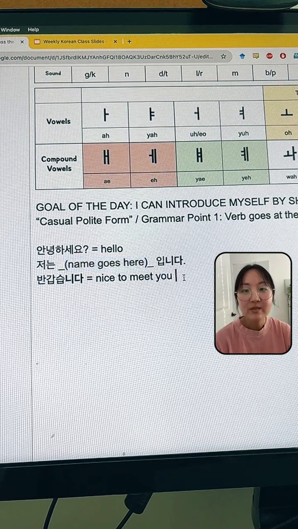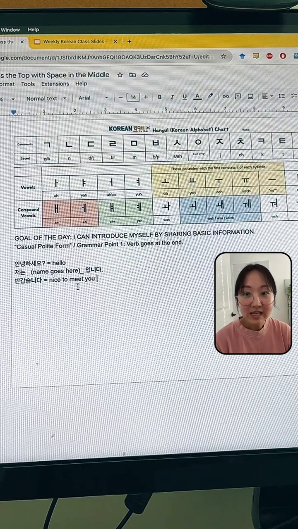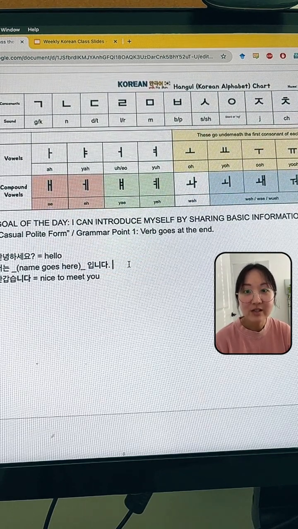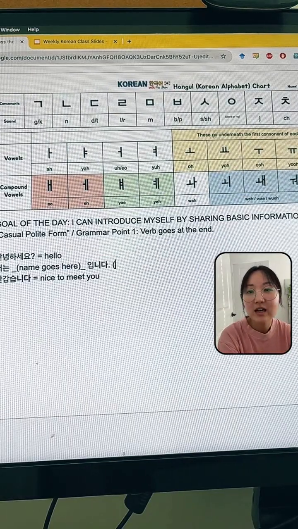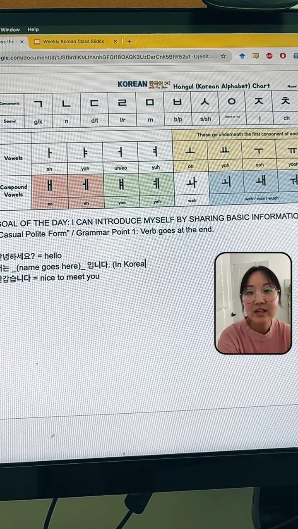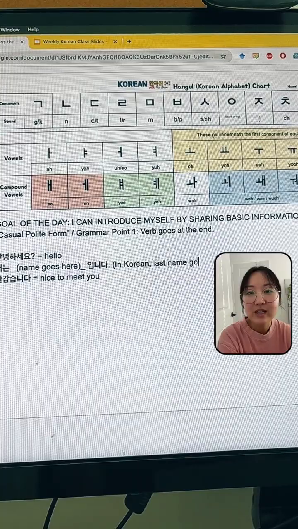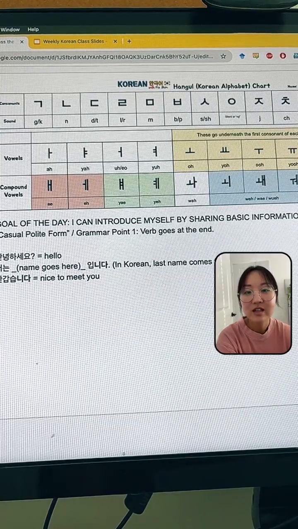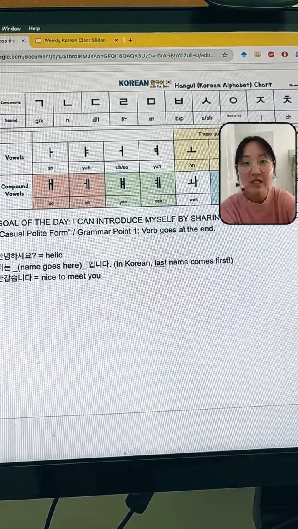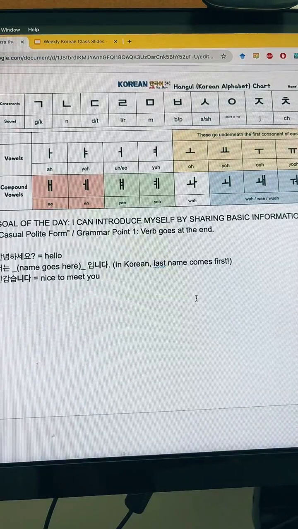And when you say your name, you can say your full name or you can say just your first name. And remember, in Korean, your last name comes first, right? So in Korean, last name comes first. Okay? So for me, I would say 심진이. 심진이 is what I would say.